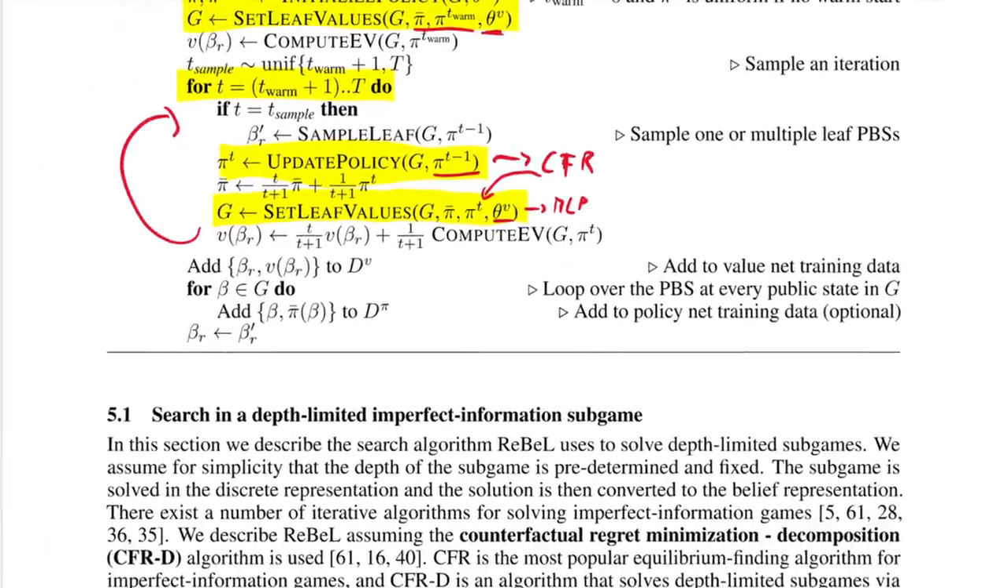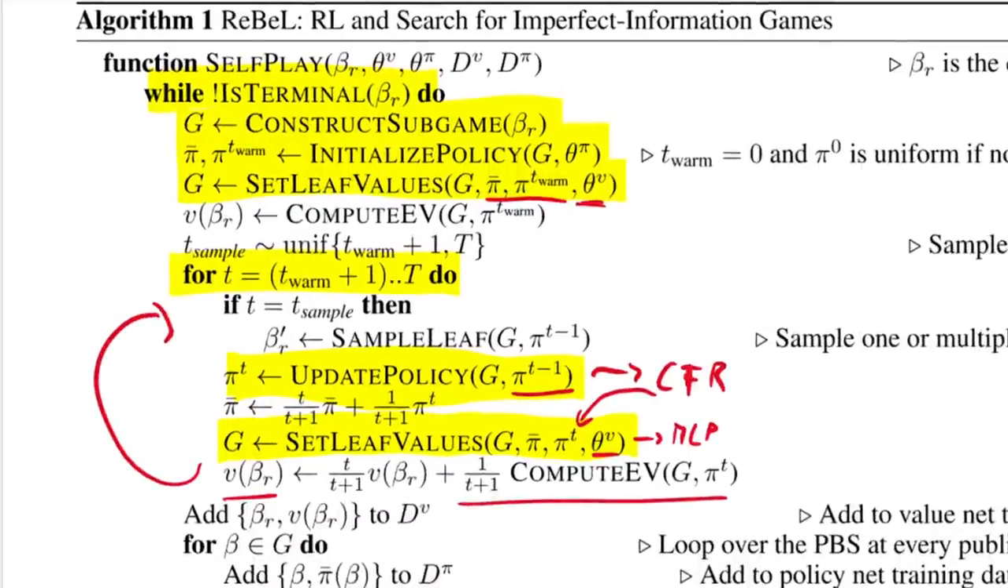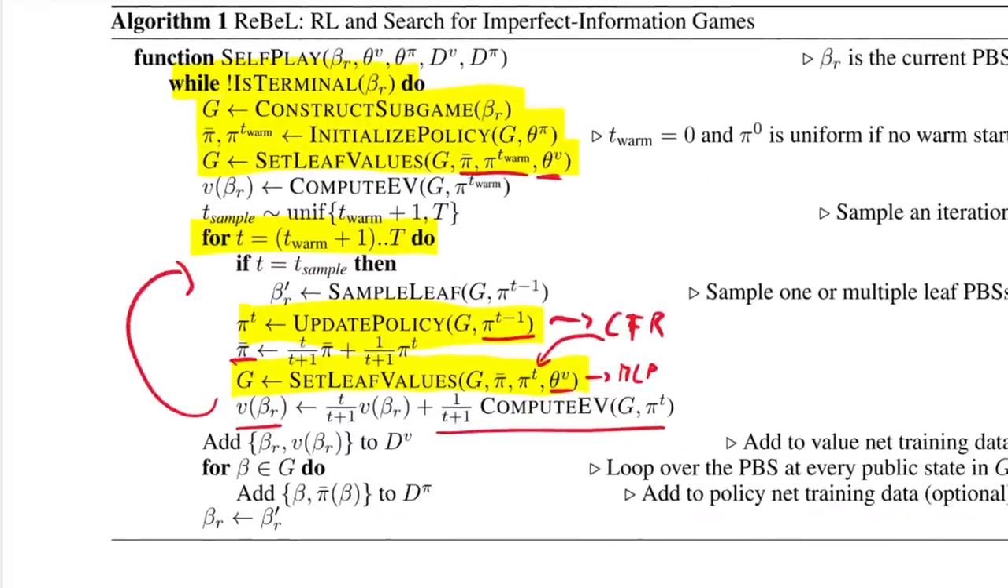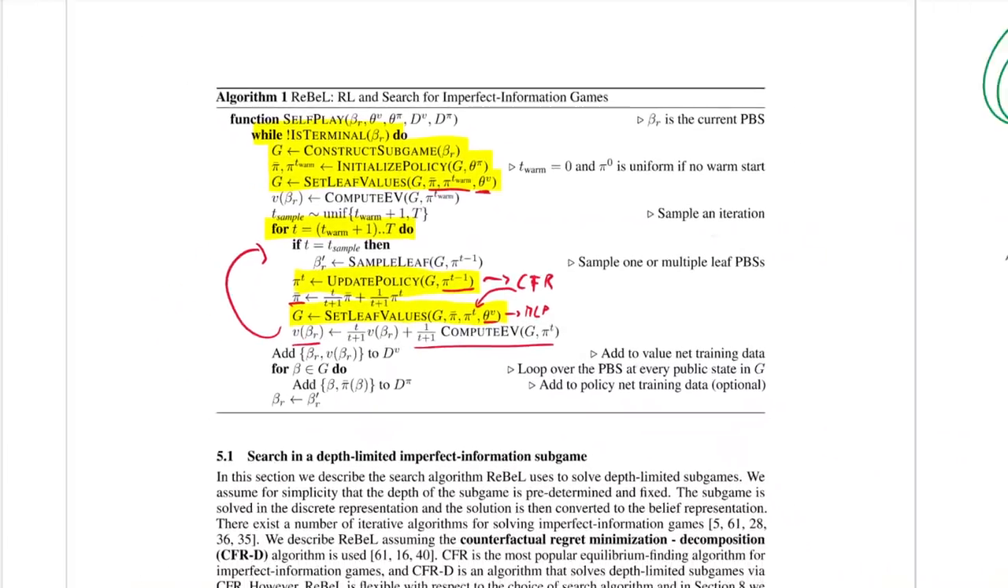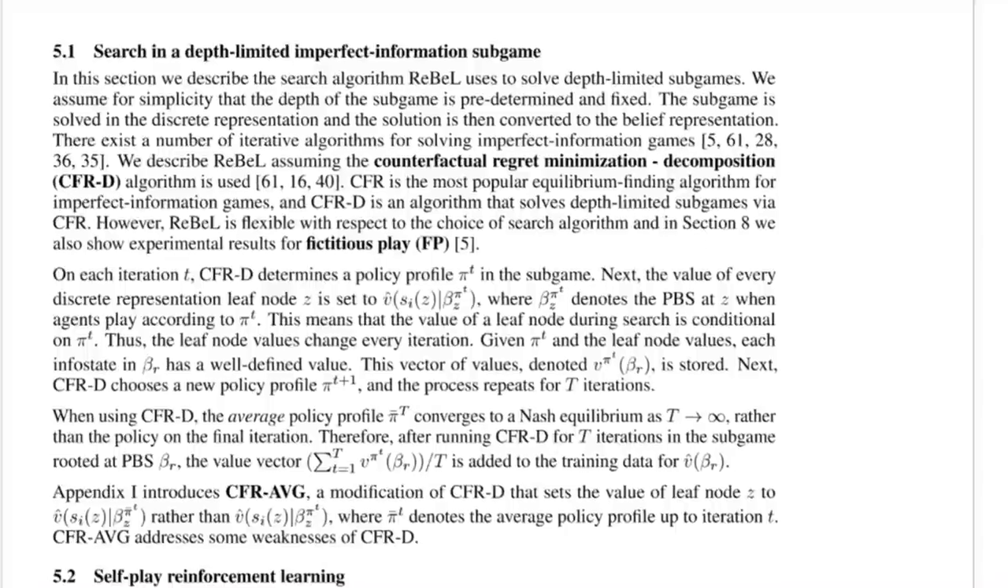Eventually, by aggregating all of this information, we are going to be able to compute the expected value, and that's going to be the value of the public belief state altogether. And as we said, if we know the value, we can sort of take the best action. In fact, here, I believe that the policy that comes out, this average policy, is the Nash equilibrium, and we can simply sample an action from that. All right, that's what they describe here.